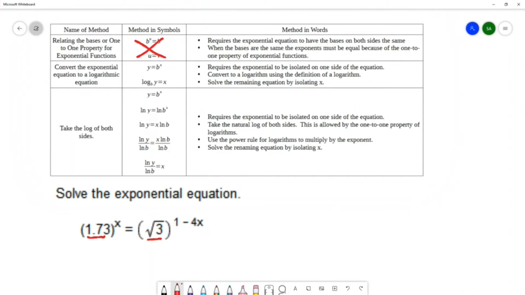So we're going to use one of these other methods. The two methods are that we could convert the equation to a logarithmic equation, or we could take the log of both sides. Either one will work. I usually prefer to do this method here where you take the log of both sides. The reason I like that method a little bit better is because it makes it easier to type in my calculator. So I'm going to pull up the calculator for a second and explain why.